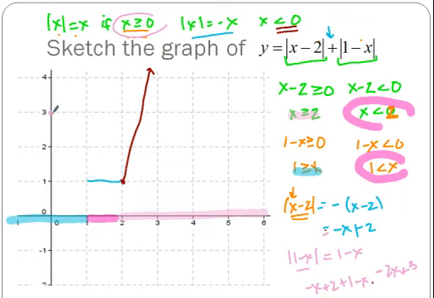So here's my plus 3 part. That's my y-intercept. And here's my other point. And notice I'm stopping here because this is the only part of the function. I'm looking at the piece of the function. So this is the graph of y equals the absolute value of x minus 2 plus the absolute value of 1 minus x.